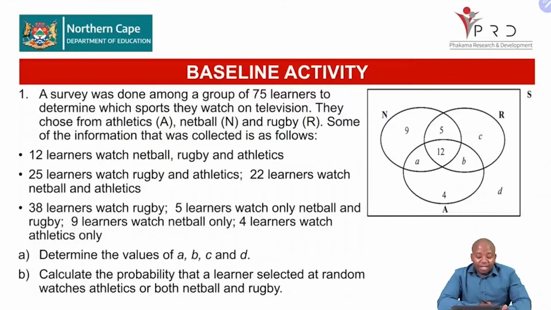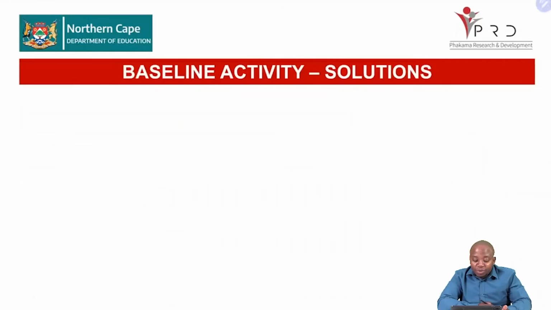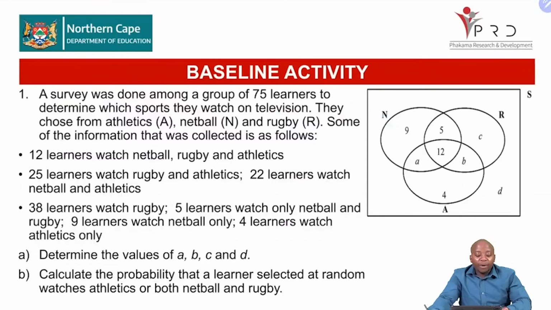Welcome back, grade 12. Now, let us focus our attention on the baseline activity. In our baseline activity, we were told that a survey was done amongst a group of 75 learners to determine which sport they watch on television. They chose from athletics, noted with a capital letter A, netball, a capital letter N, and rugby, with a capital letter R. And some of the information was collected as follows.